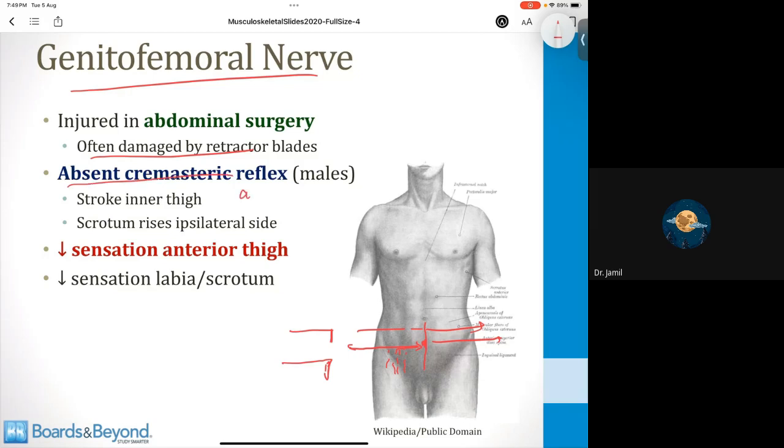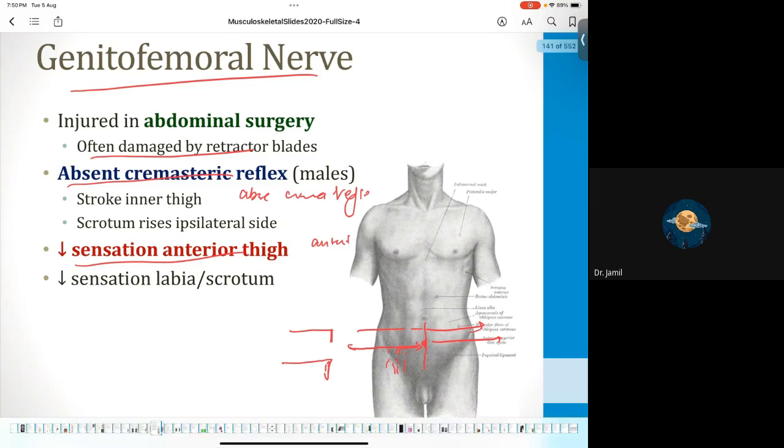What would happen? We are going to have an absent cremasteric reflex, and we are also going to have decreased sensation in the anterior thigh, because those were the regions and muscles the genitofemoral nerve was supplying. We know that, and that makes sense. That's simple.